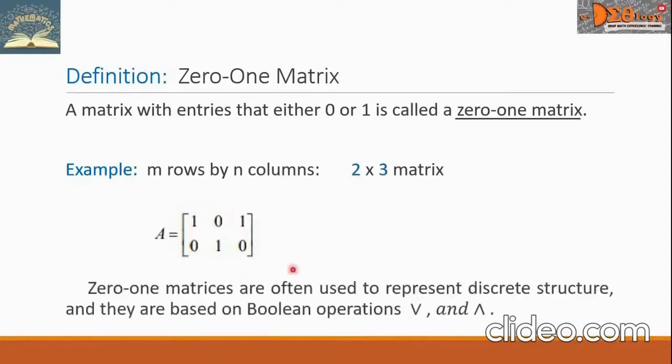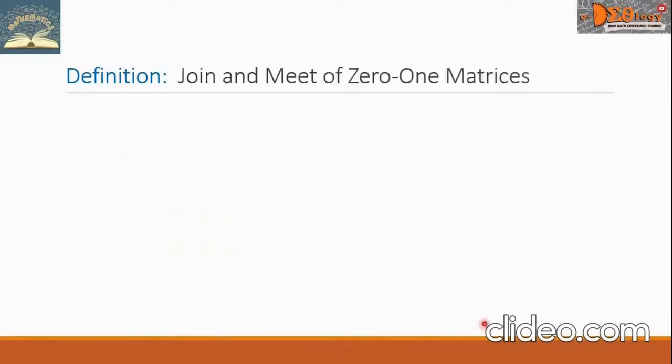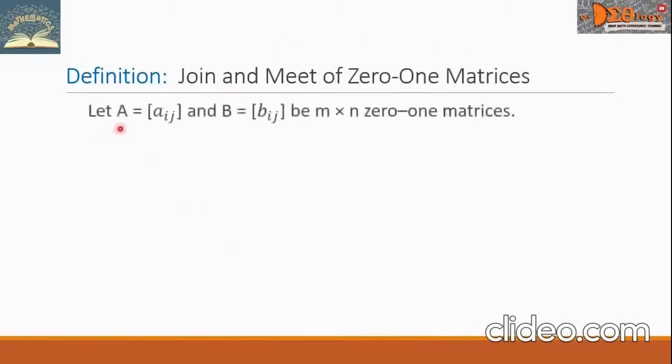0-1 matrices are often used to represent discrete structure, and they are based on Boolean operations OR and AND. Let us define now join and meet of 0-1 matrices. Let capital A equals small a sub ij matrix and capital B equals small b sub ij matrix be m by n 0-1 matrices.